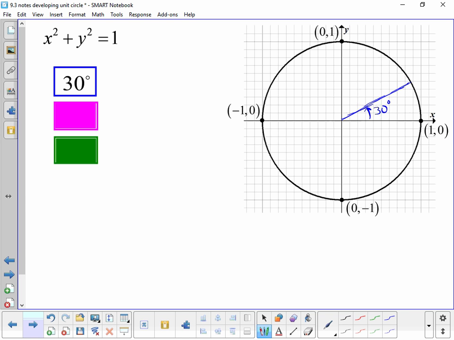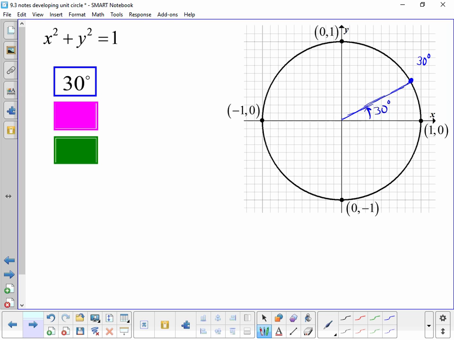Well, here, this 30-degree angle has this point right here on the terminal side of that angle. That point is where the terminal side of the angle 30 degrees intersects the unit circle. So I'm going to write the degree measure out here, 30 degrees.